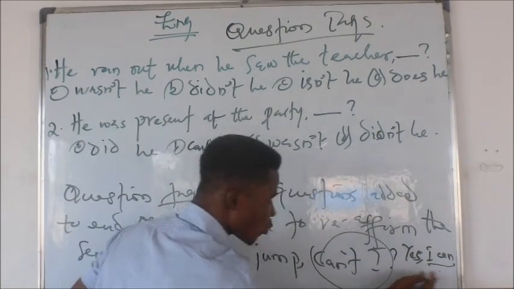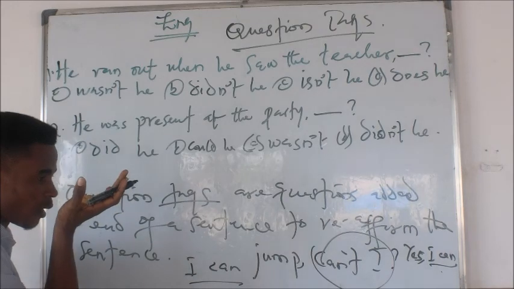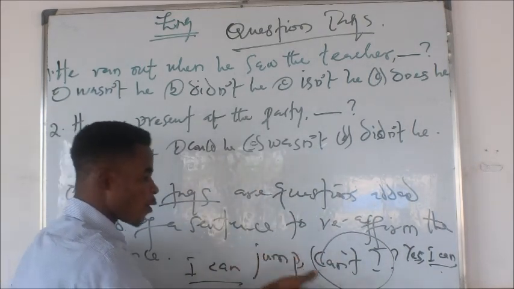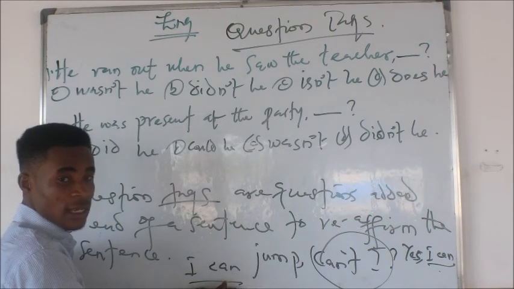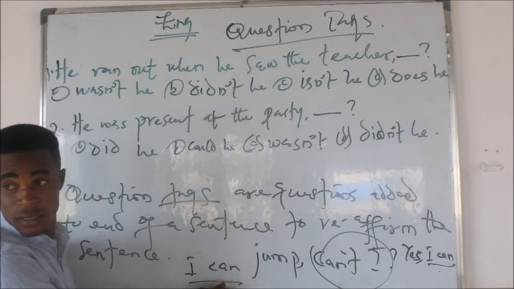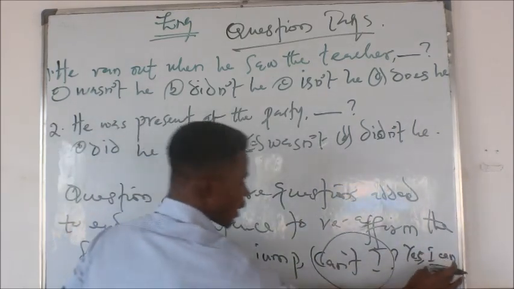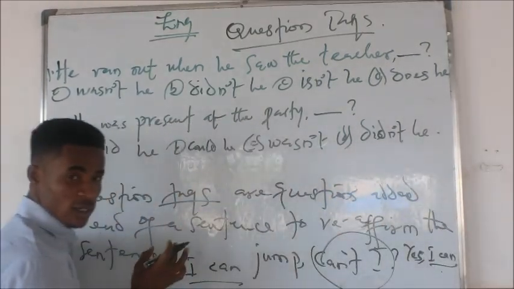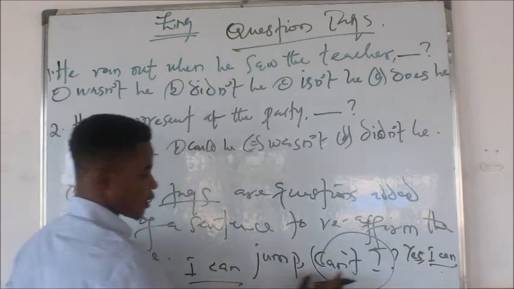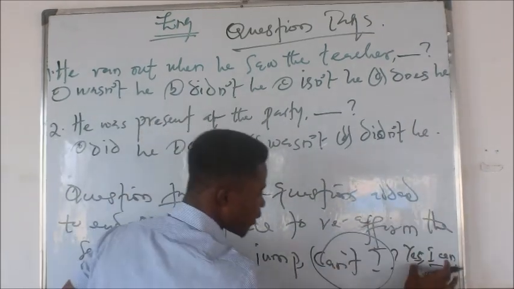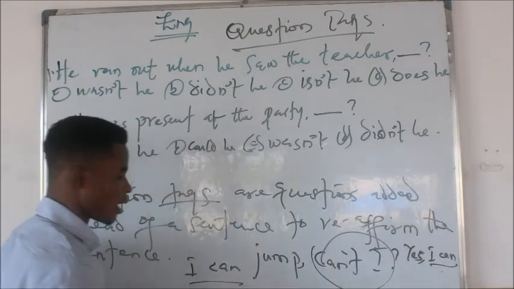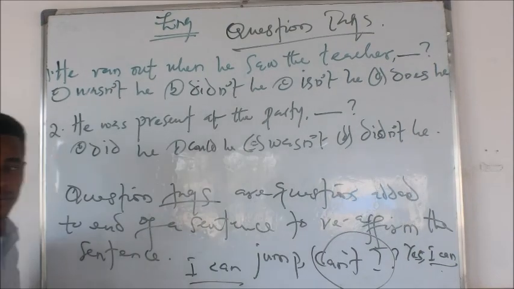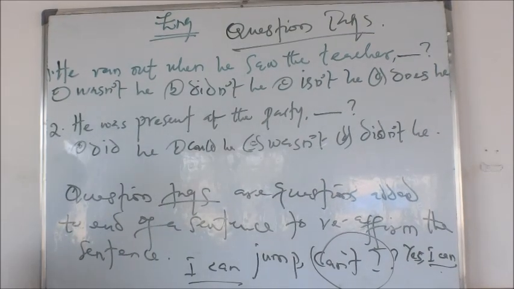Do you understand? So whenever you have a sentence, the question tag you put will fall back on the sentence that was earlier made. So I can. She will. Do you understand? So question tags are questions added to the end of the sentence to reaffirm the sentence. Or you can say question tags are questions added to the end of the statement to reaffirm the statement. Is that the key? Okay.